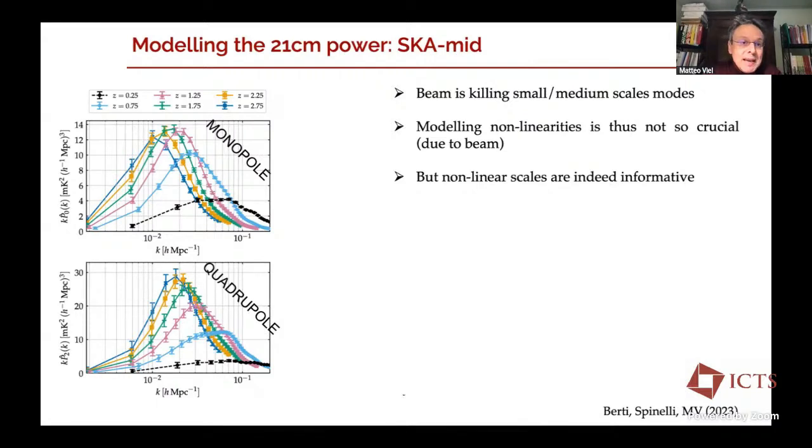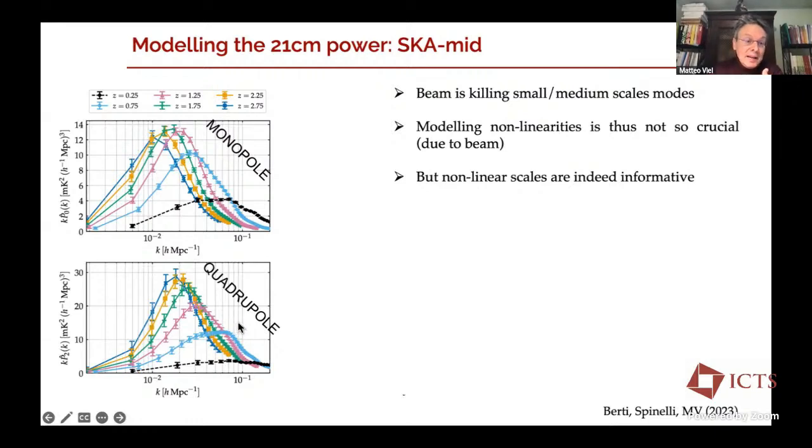And so what you see here in the left panel is the modeling of the monopole of the power spectrum in 21 centimeter brightness temperature and the quadrupole, with possibly realistic error bars, right? We try to be as close as possible to the instrument. And so what you see here is the power spectrum is damped at small scales. What is causing this damping is the beam, right? The beam is suppressing small and medium scales. And this is very important, right?